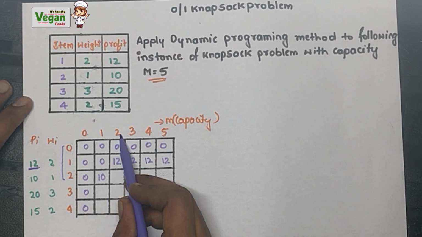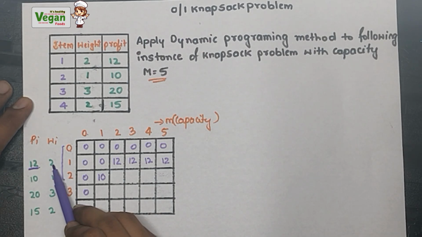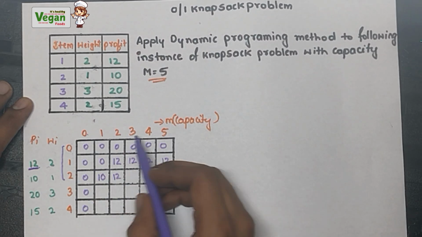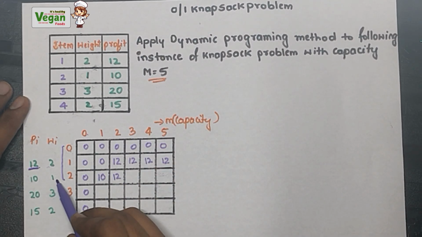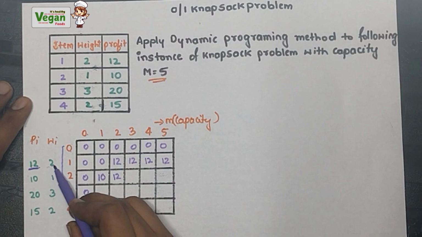Next, capacity is 2 and weight is 1. I can't fill the second item. But I said you must consider the first item also during the second item consideration. First item weight is 2. Capacity is 2. So I can directly fill the first item. Its profit is 12. Next, capacity is 3. I can fill the second item because its weight is 1, and I can also fill the first item because its weight is 2.